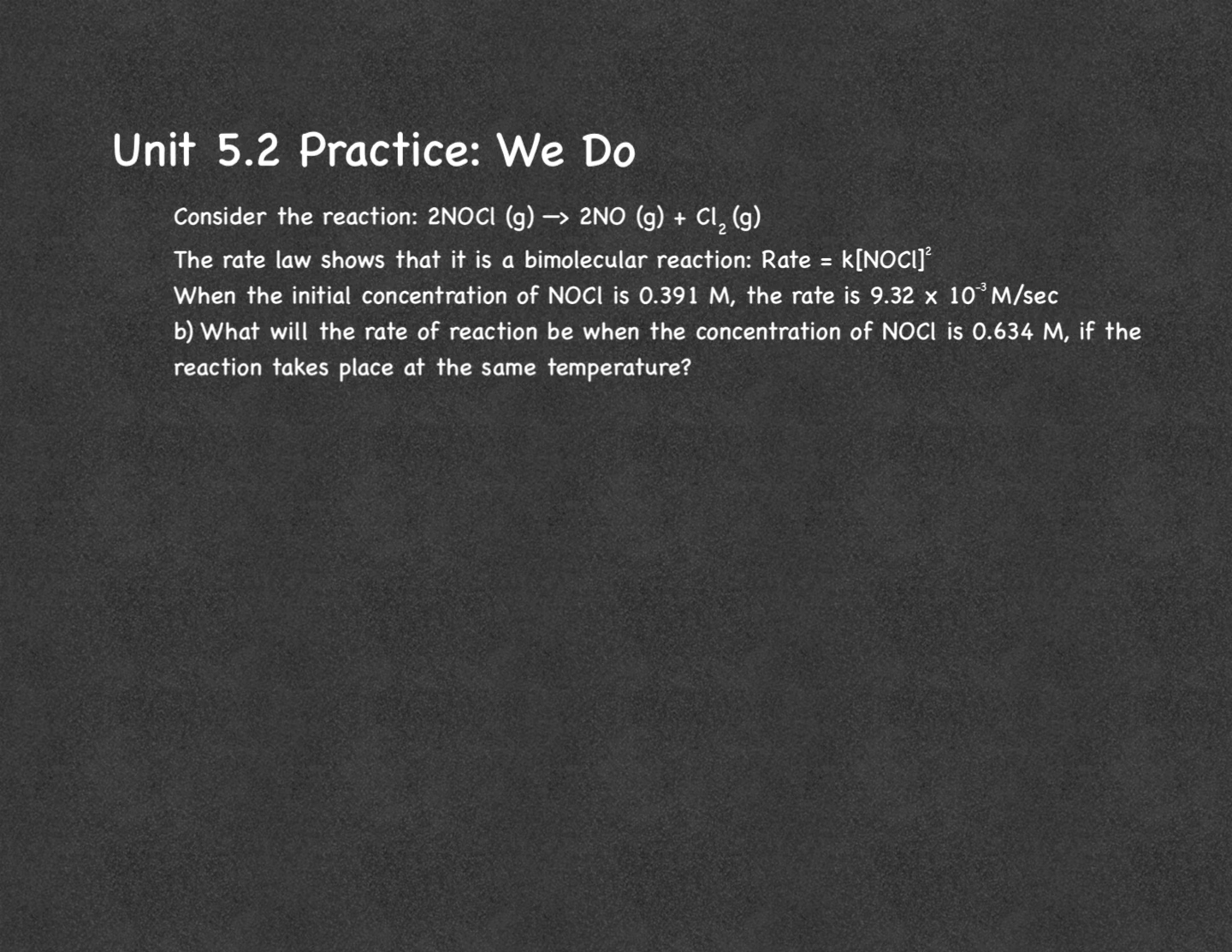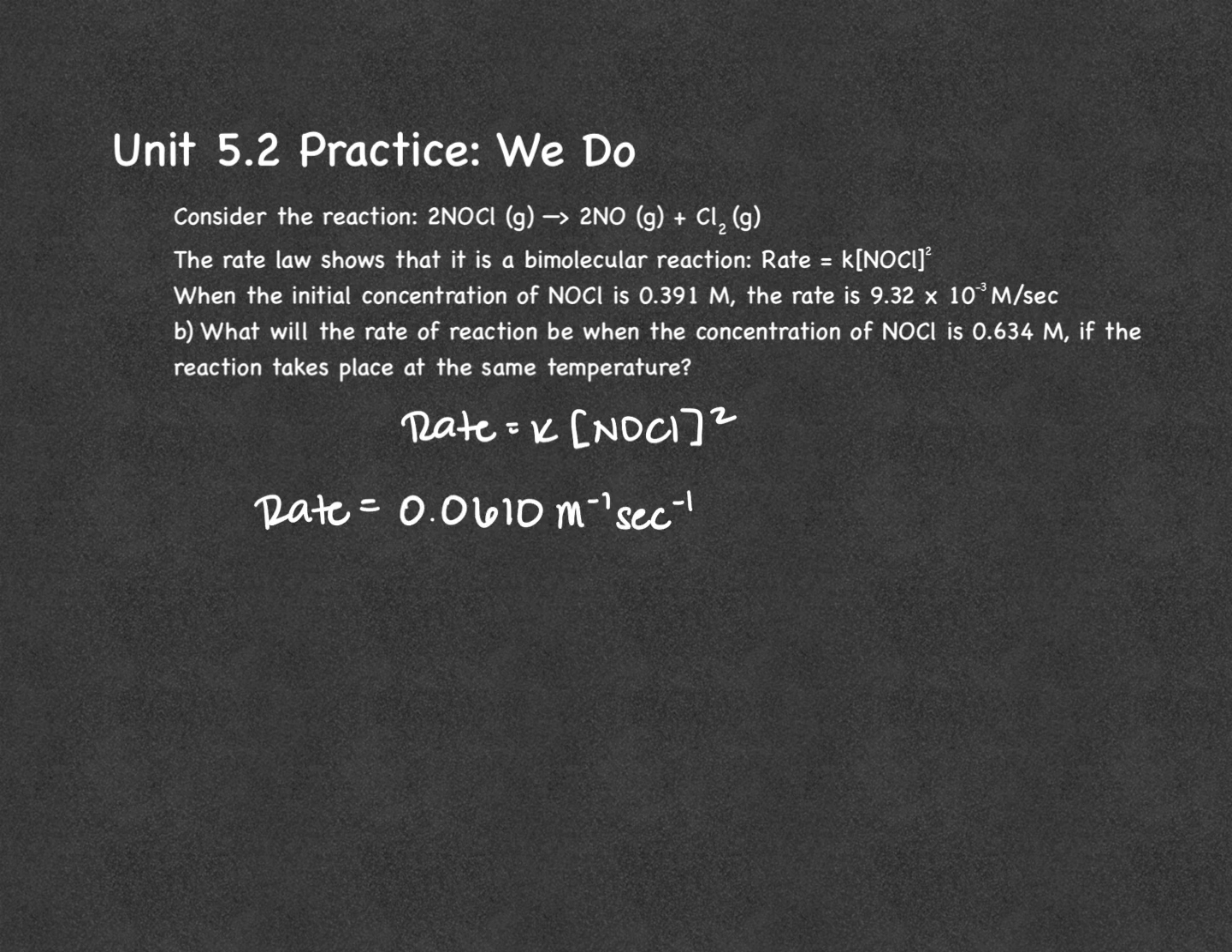So now we're just going to plug in the numbers that we have. So it's still our rate equals K times the concentration of NOCl squared, but this time we're solving for rate. So it's going to be rate equals 0.0610, and our molarity to the negative 1 times seconds to the negative 1 times 0.634 molar squared. And that squared means that we're going to be squaring not only the numerical value, the concentration value, but also that molarity units.